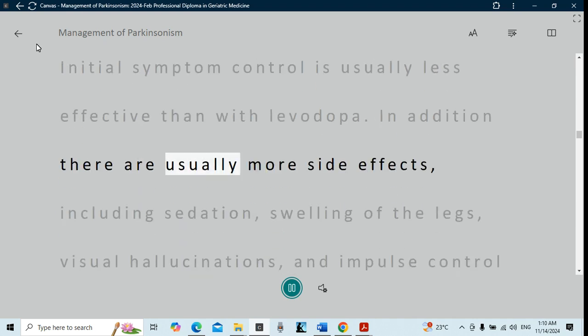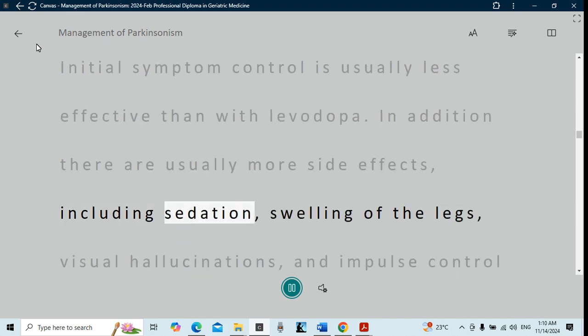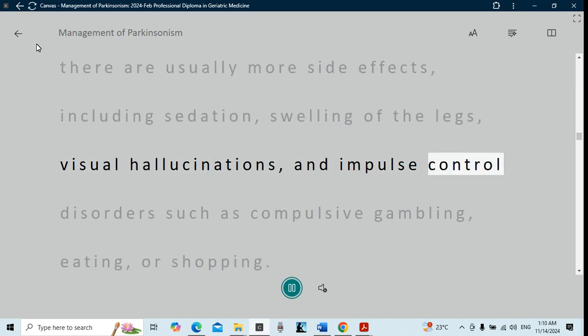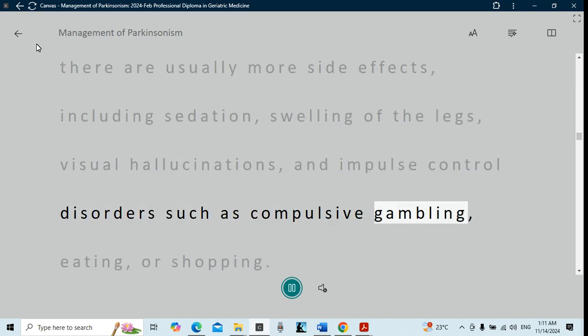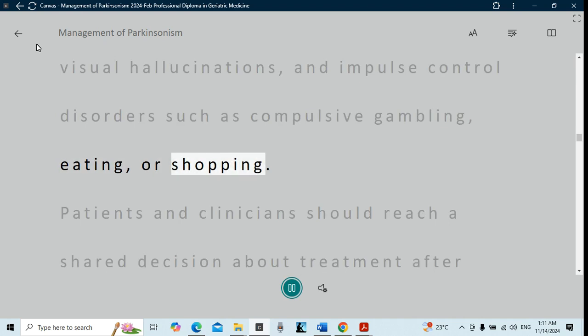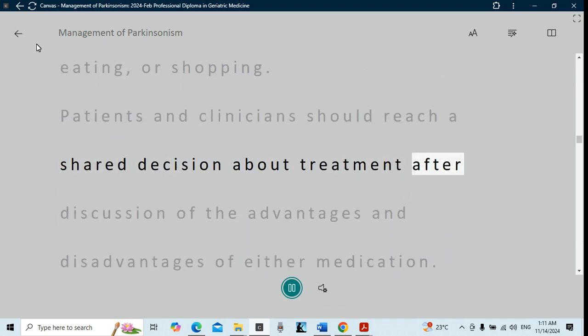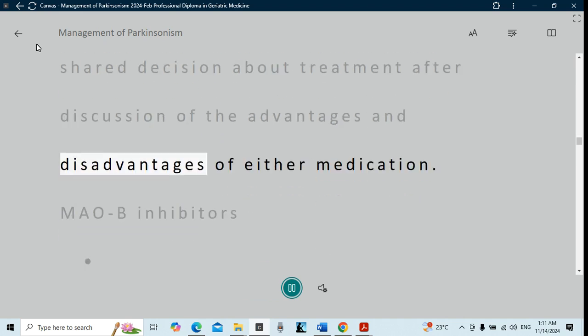In addition, there are usually more side effects, including sedation, swelling of the legs, visual hallucinations, and impulse control disorders such as compulsive gambling, eating, or shopping. Patients and clinicians should reach a shared decision about treatment after discussion of the advantages and disadvantages of either medication.